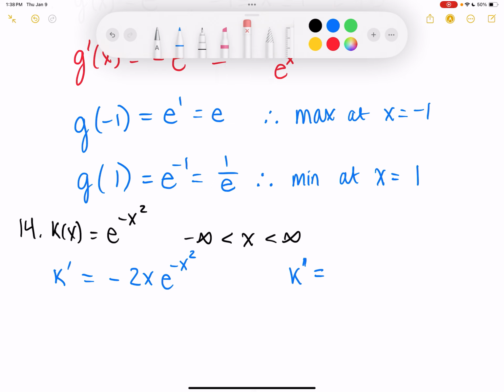Let's do this. My iPad's not working. What is going on?